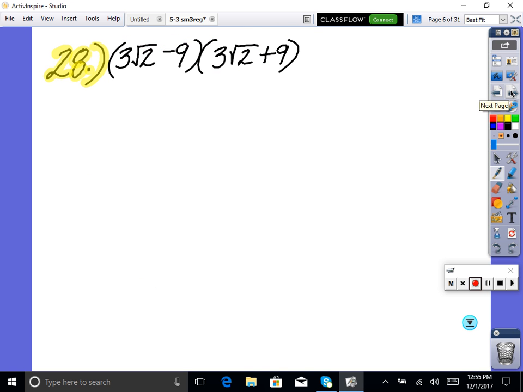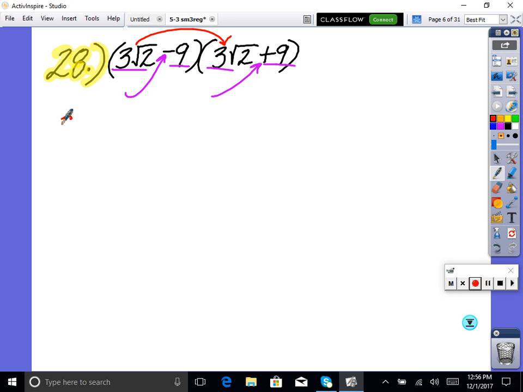Okay, 28. Now look at 28. The instructions on this are multiply out the conjugates. We're going to see interesting things happen with conjugates. So what makes it a conjugate? Same terms, but what's different? The sign in between. A conjugate is exactly the same terms. The only change is the sign in between are opposites. Let's multiply this out, and you're going to see something interesting happen.